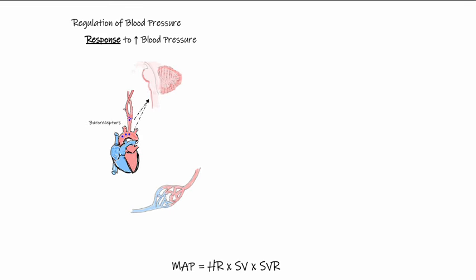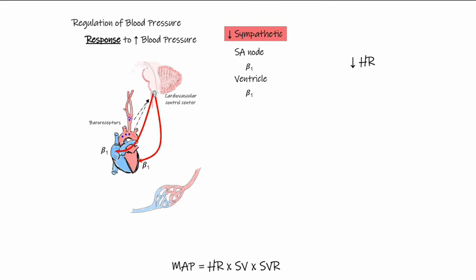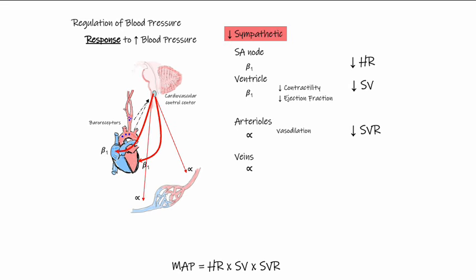The response to this would be that we will turn down our sympathetic output. So by turning down the sympathetic output, we're going to be decreasing the heart rate. By decreasing sympathetic stimulation of the ventricle, we'll be decreasing contractility, thereby decreasing ejection fraction, decreasing stroke volume. We will turn down sympathetic stimulation of arterioles, therefore we will be vasodilating those arterioles, which will decrease SVR. Same thing occurs in the veins.